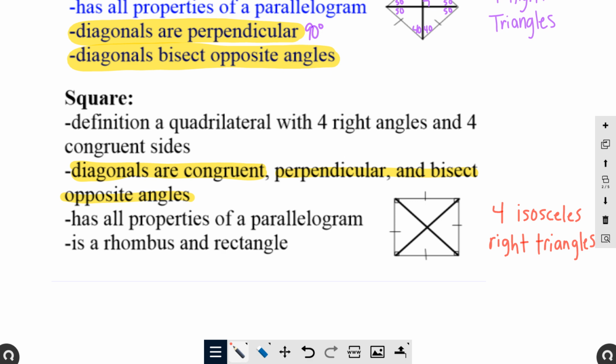Since the diagonals are congruent in length, we can mark all of their parts congruent. So I'm marking these with 2 marks because I already have the sides marked with 1 mark. Then they are perpendicular, so we have right angles here in the center. So not only do you have right angles around the outside, you have a right angle in the middle. Now the diagonals bisect the opposite angles, but in a square, all the angles are 90 degrees. So if you bisect 90 degrees, you get how much? 45. So all the angles around the outside are 45. So it makes 4 isosceles right triangles.